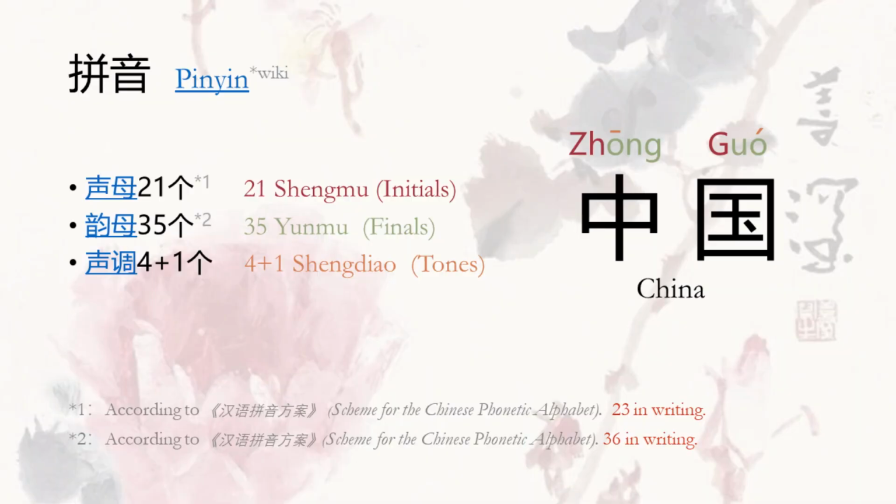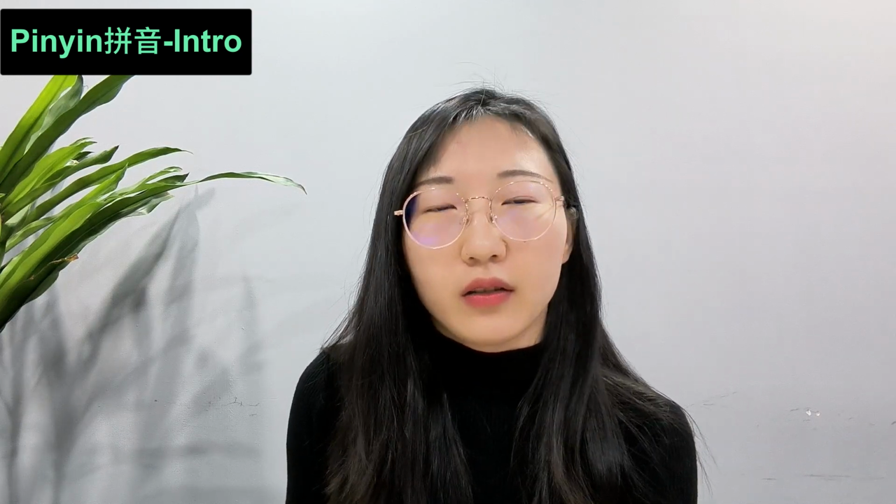So learning Pinyin is the first step to learning Chinese. Pinyin is divided into three parts: initials, finals, and tones. Every Chinese character has at least one Pinyin. Some have two or three or even more, but that's not common. So if you have learned how to pronounce initials and finals and can pronounce the difference between four tones, you will be able to pronounce any Chinese character if it's marked with Pinyin.